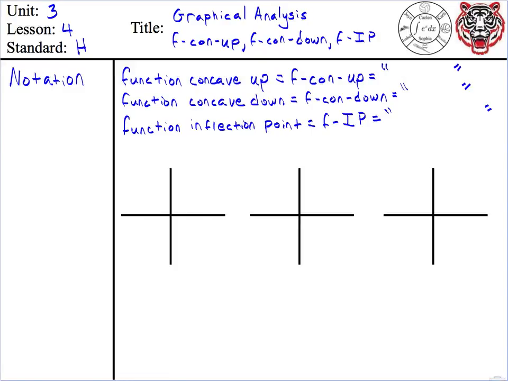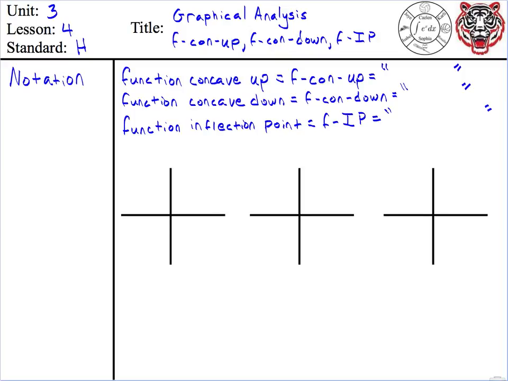This is going to be AP Calculus, Unit 3, Lesson 4. We are still on graphical analysis. Today we're talking about when a function is concave up, when a function is concave down, and where the inflection points, the IP, are for our function.